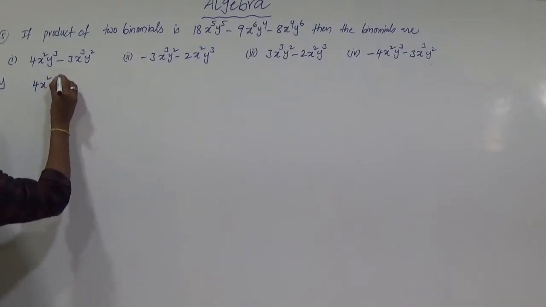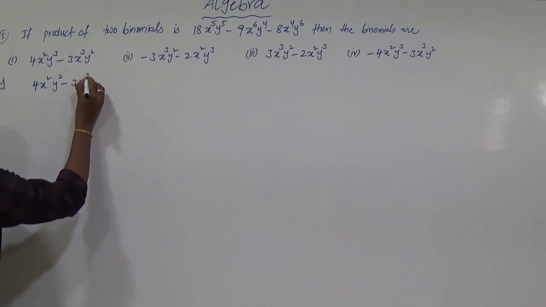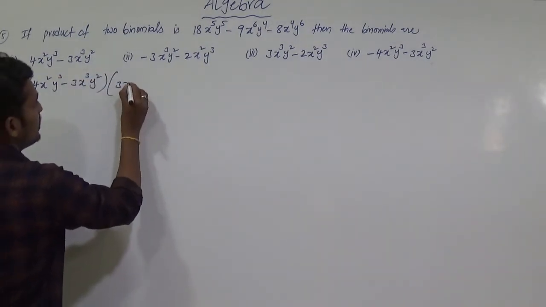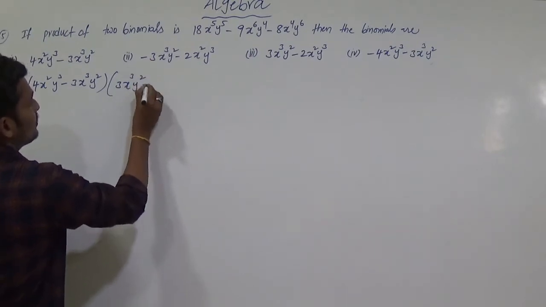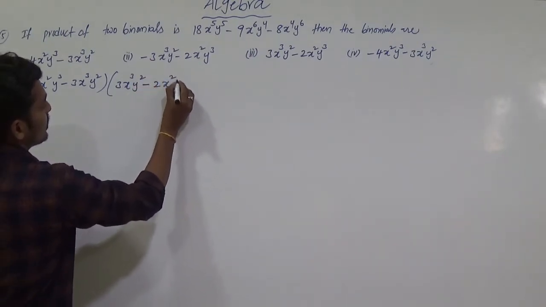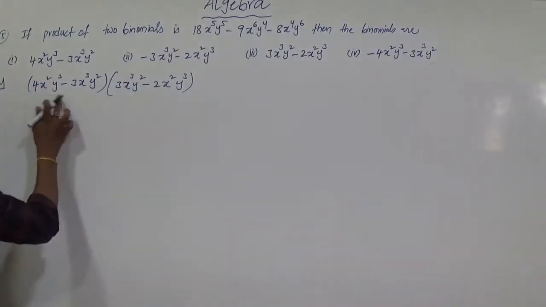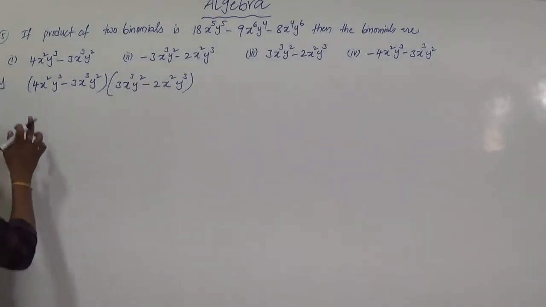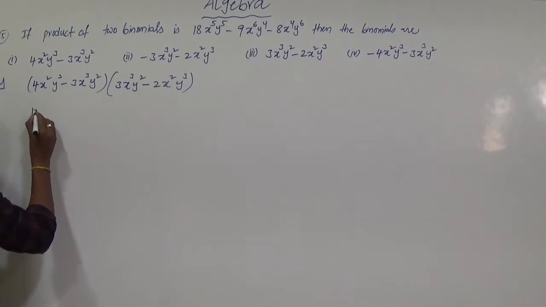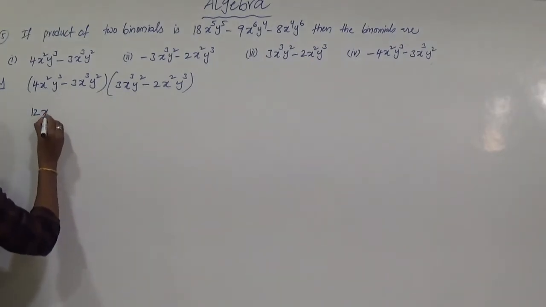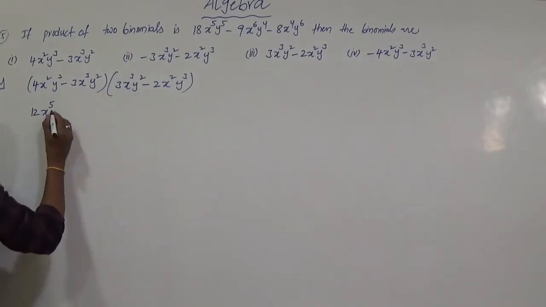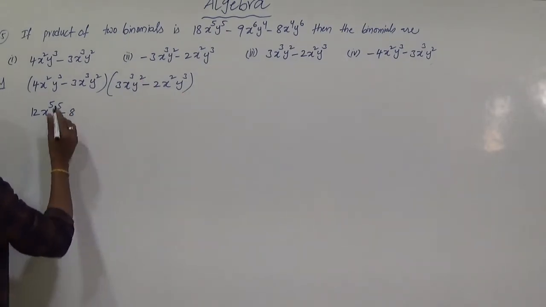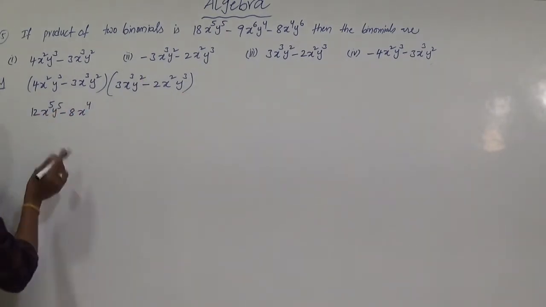What is the first option? 4x²y³ − 3x³y² into the third option, 3x³y² − 2x²y³. Now we are multiplying first term with first term, first with second term, second term with first, second with second. Now we are doing 4 3s are 12. x² into x³, x⁵. y³ into y², y⁵. Minus second term into second, minus 8, x² into x², x⁴.